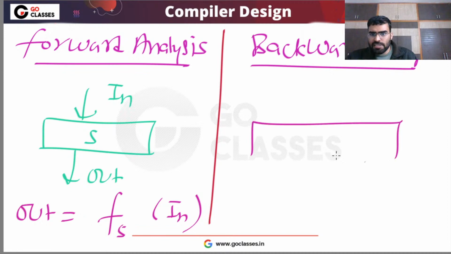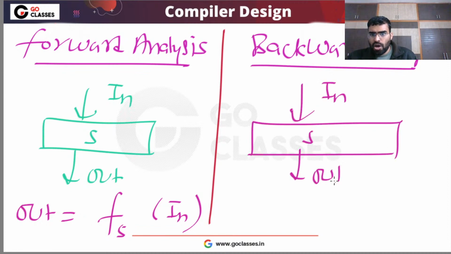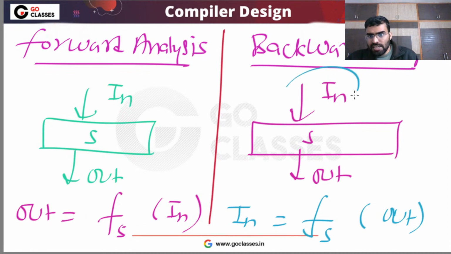What is backward analysis? Backward analysis is like this. You have in, you have out, and the backward analysis definition is that this in is found in terms of S comma out. So this in is calculated from S comma out, these two things. So this is your forward analysis, this is your backward analysis.